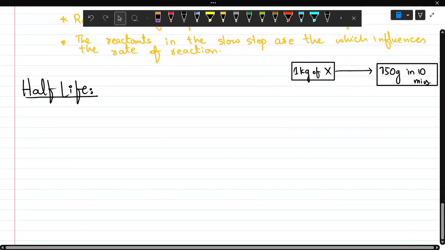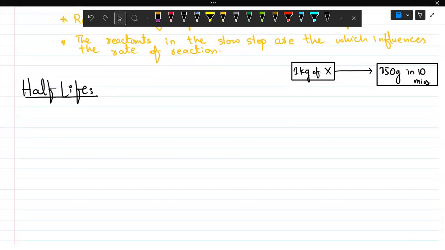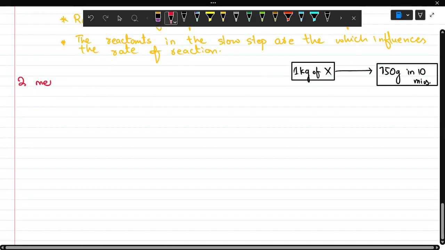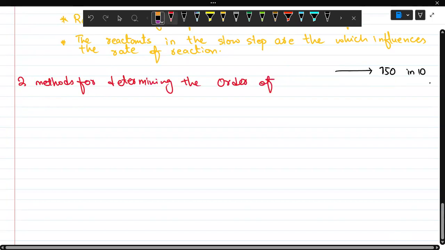When we determine the rate equation, or the m and n values, which are like 0, 1, and 2, we have two methods. There are two methods for determining the order of reaction. Let me write those two methods first, then we will move on. Two methods for determining the order of reaction.